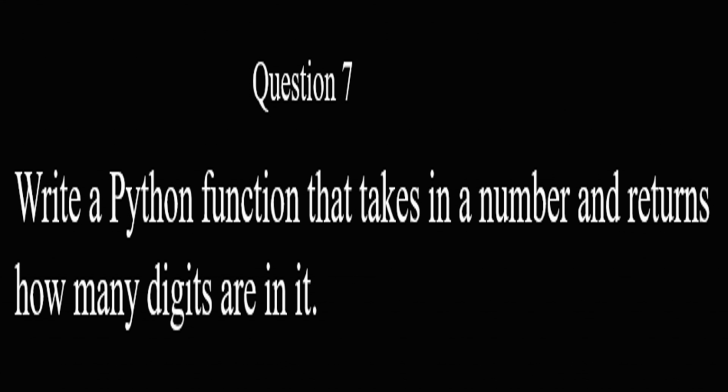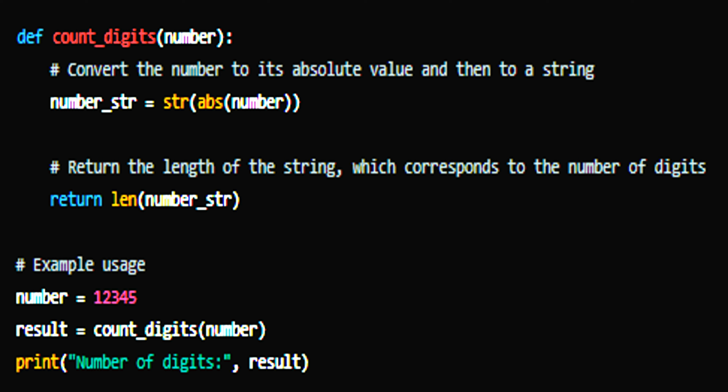Question 7. Write a Python function that takes in a number and returns how many digits are in it. The function first converts the number to its absolute value to handle negative numbers, and then converts the number to a string. By returning the length of this string, the function effectively counts and returns the number of digits in the input number.